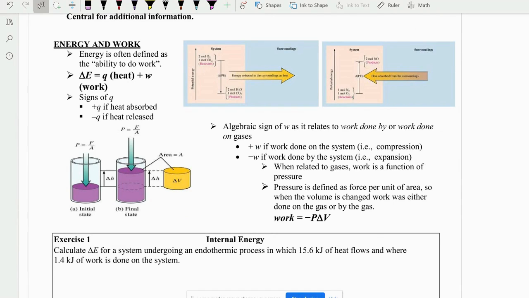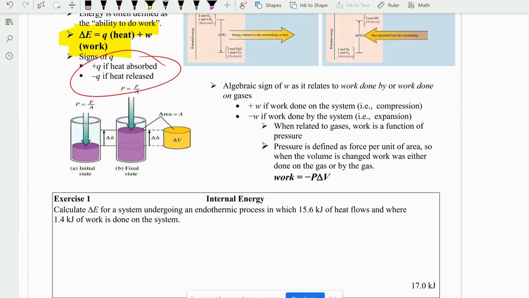Okay, now let's talk about energy and work. Energy is defined again as the ability to do work, and you can see here the equation for energy. The change in energy is going to be equal to Q plus W, so heat plus work. Now we have to pay attention to signs here. If you're given a positive value for heat, what that means is heat is being absorbed from the surroundings into the system. Whereas if the heat value is negative, then the system is releasing that heat. Okay, let's take a look at the signs for work, lowercase w.